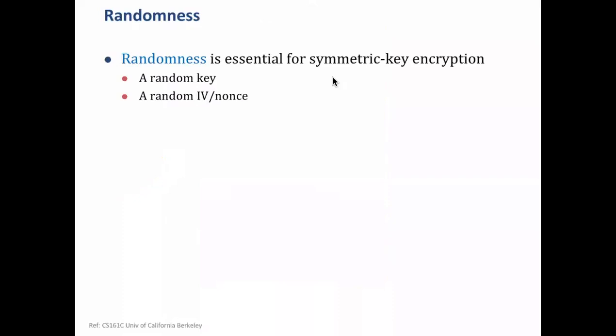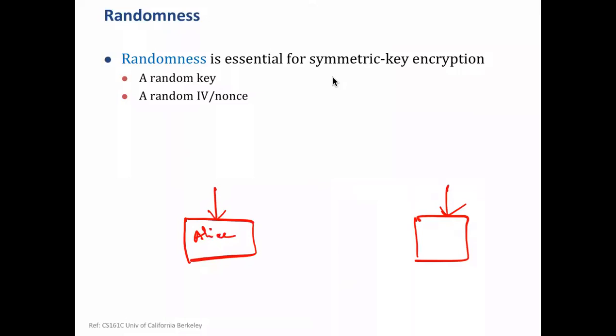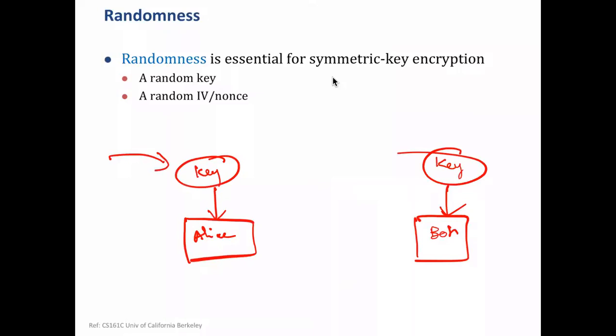Now, randomness is essential for symmetric key encryption because of the key that we have taken. In symmetric key encryption, Alice and Bob have the same key. But somebody must generate this key, right? Both have the same key, and if this key can be predicted, then the game is over.